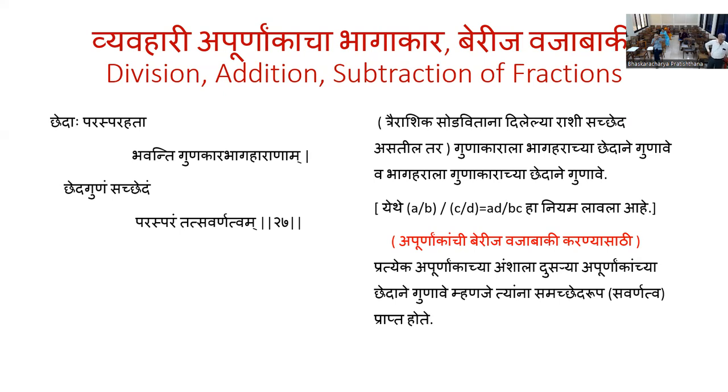And now it is also unclear how to add and subtract fractions. Now once you have done this, suppose you want to add A upon B plus C upon D, then you have to multiply numerator of one by denominator of the other, and similarly for the other. And once you do that, cheda gunam satchedam, then you multiply the two denominators, and then you can get the answer for addition and subtraction.